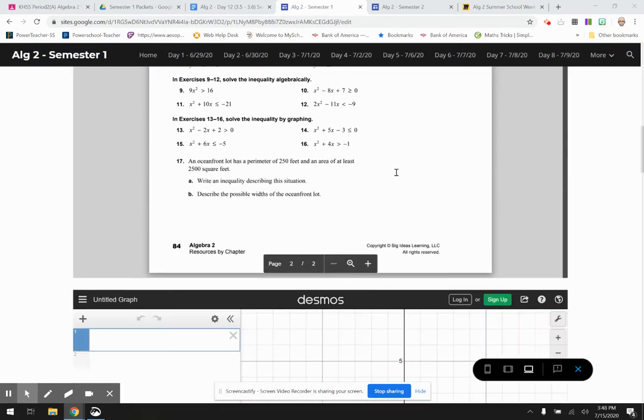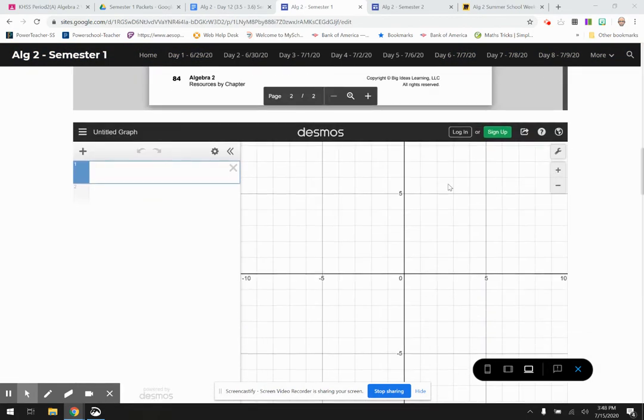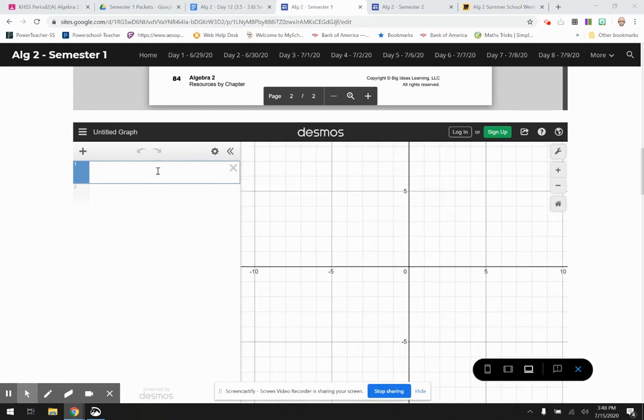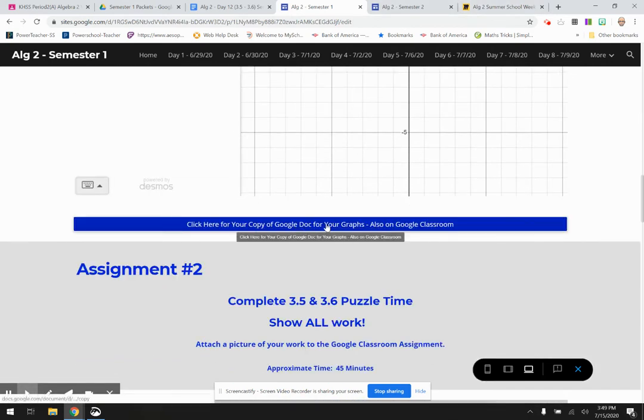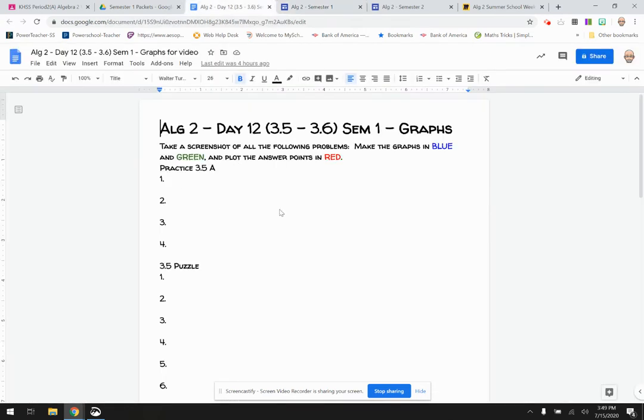And below this, you have your Desmos. You can actually use it inside the website if you want to, or you can click in here and do your equations, or you can just open it up in a new window and use it in another little tab. And then right below it here is your Google Doc for your graphs. So you'll click on that and it'll make your own copy of this paper. You'll have your own copy and you'll screenshot your graphs here.